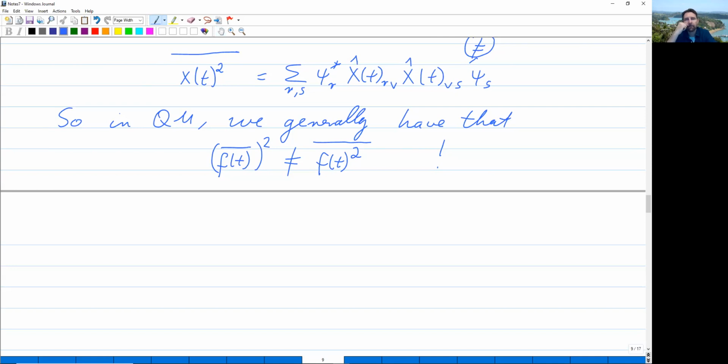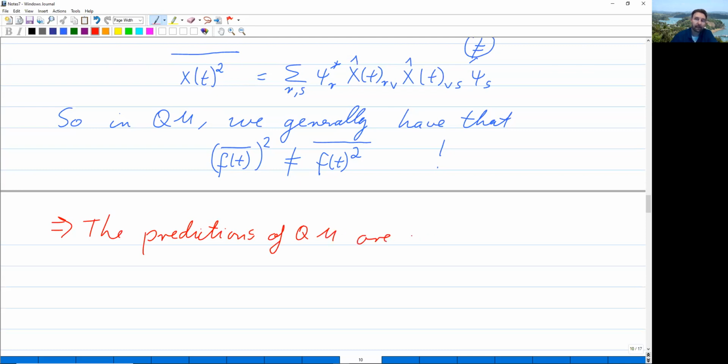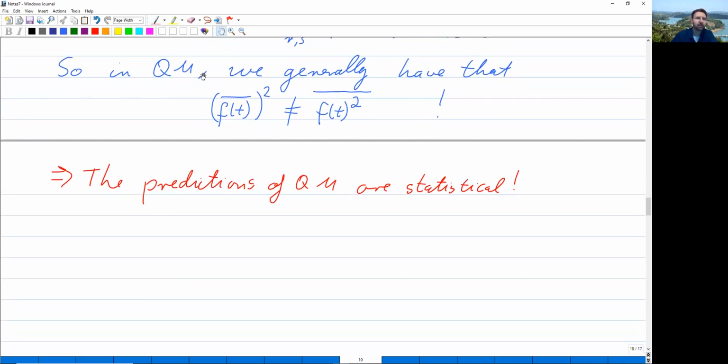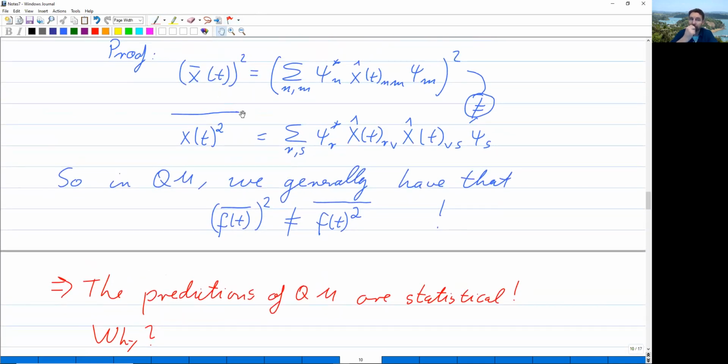This does occur. It does occur in statistics. You see, what we are deriving here is that the predictions of quantum mechanics are statistical or stochastical. Let's say statistical. Namely, let's look at why. Well, consider, for example, the difference for the position observable here between the two ways of calculating this.